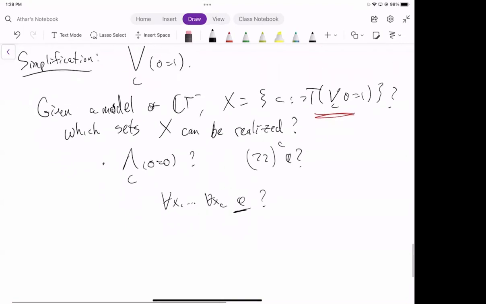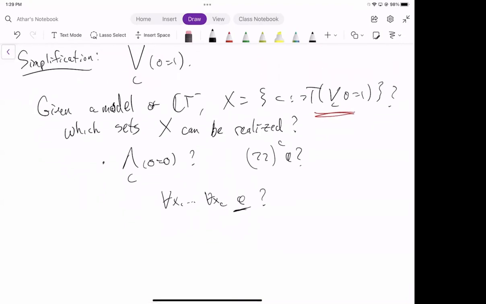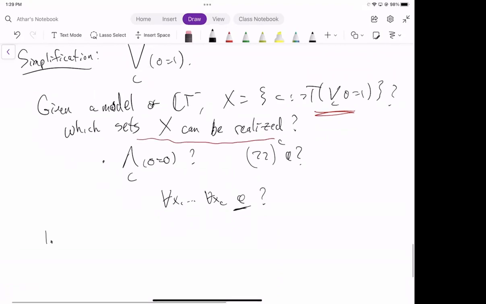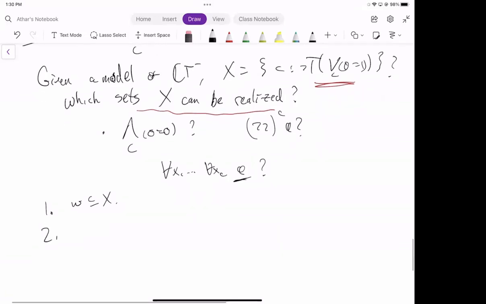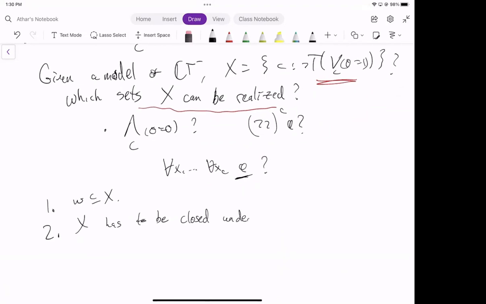Okay, so first there are some obvious things about this set. Which sets X can be realized? There are some obvious things that have to happen. So clearly omega has to be contained in X. You need that for it to think that all standard length disjunctions of 0 = 1 are going to be false. X has to be closed under successors and predecessors.